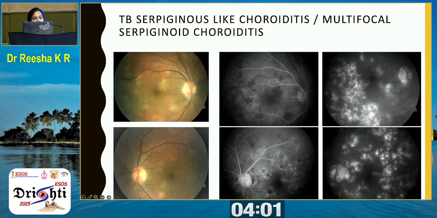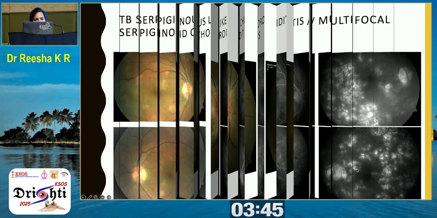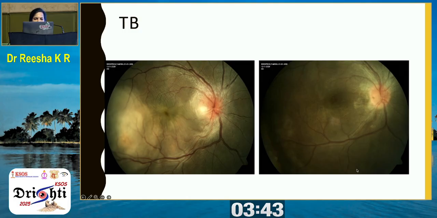It is not autoimmune. See, this is not the previous serpiginous picture, but separate lesions with vitritis. This is TB serpiginous-like choroiditis. These are all multifocal lesions. Again, hypo to hyper in healed lesions, and in active lesions it could be iso to hyperfluorescence. This is the typical TB choroiditis.